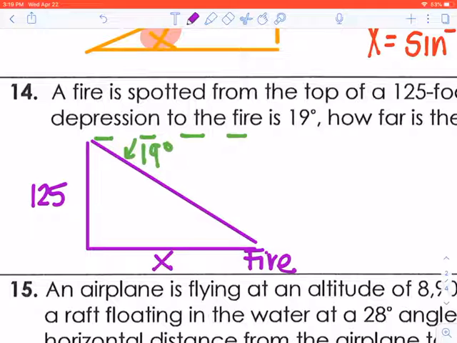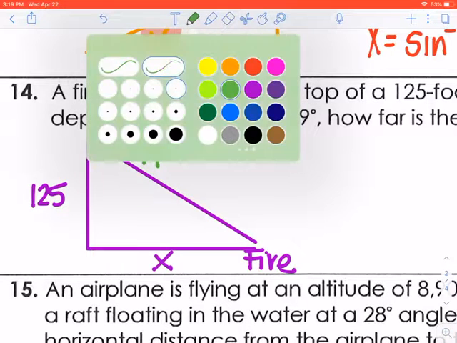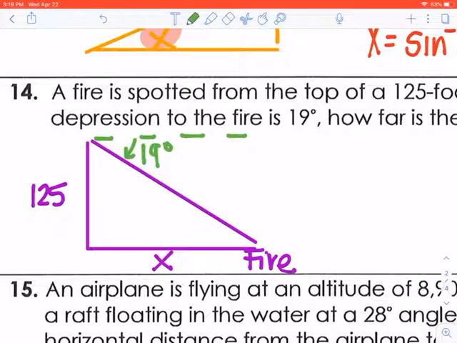Okay, there's a couple different ways you can look at this. If you have that angle of depression, remember alternate interior angles. This angle right here is going to be the same exact angle. It's also going to be 19 degrees. So these angles are the same.